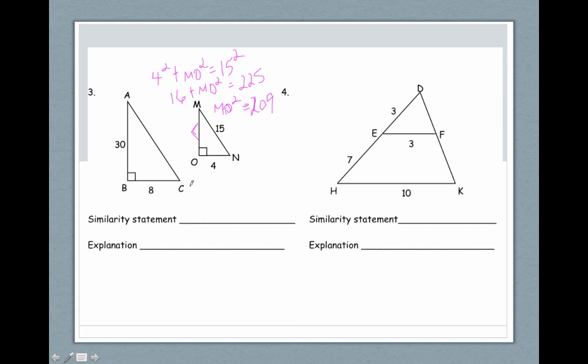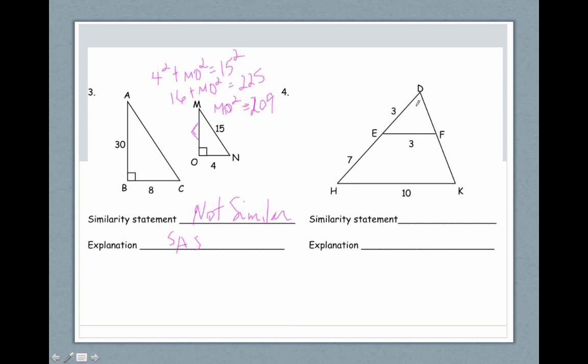And if these were similar, 4 to 8 is a doubling. So this one would have to double to get to 30, which actually means this one would need to be 15, which it can't be because the hypotenuse is. So not similar. And we were trying to do it by side angle side. And we are not proportional.